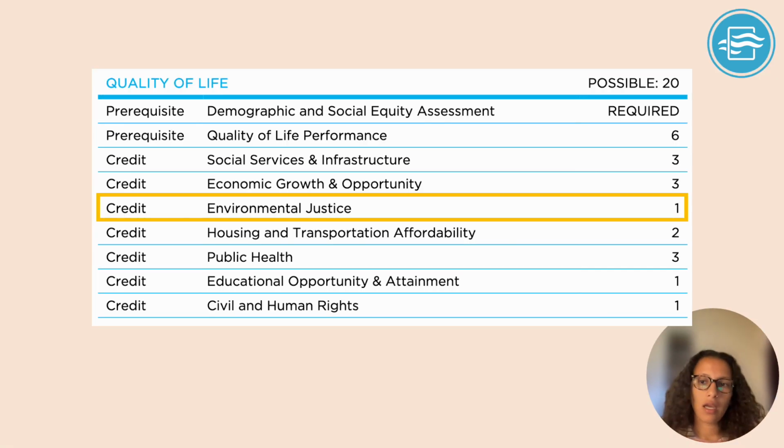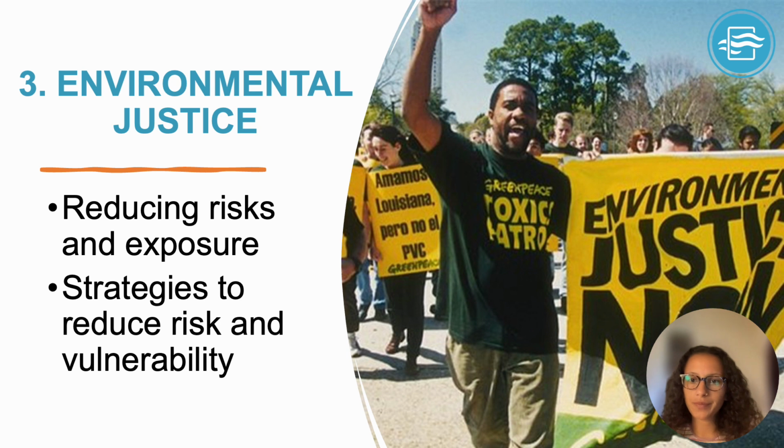The third credit, environmental justice, intends to ensure equitable protection from environmental pollution to all residents in a jurisdiction. 1 point is available in this credit and can be earned through 2 options. The first option, reducing environmental justice risks and exposure, requires local governments to identify priority environmental justice concerns and priority areas for evaluation. The city must then demonstrate a reduction in risks and exposure to the environmental injustice for priority areas in the past 5 years of certification.